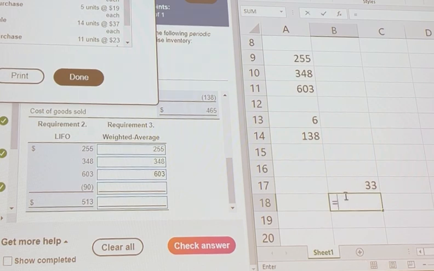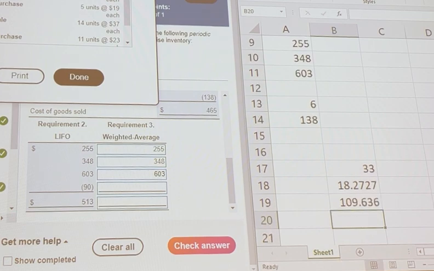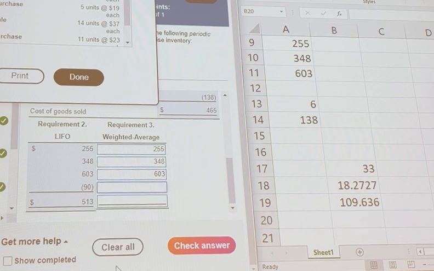So now take 603, the dollars available for sale, divided by 33, the units available for sale, and we come up with about $18.27. So take that weighted average cost times the 6 units that we have in ending inventory, and so that would be about $110. So we'll subtract here $110. And so what we're left with for our cost of goods sold would be $493.